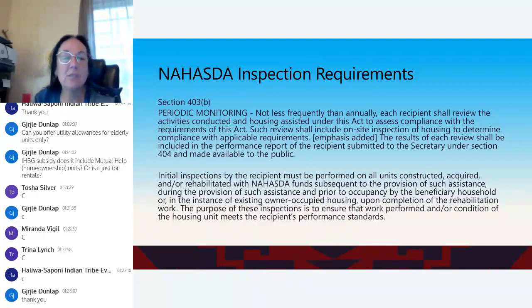Initial inspections by the recipient must be performed on all units constructed, acquired, or rehabbed with NAHASDA funds, subsequent to the provision of such assistance, during the provision of such assistance, and prior to occupancy by the beneficiary household, or in the instance of existing owner-occupied housing, upon completion of the rehab work. The purpose of these inspections is to ensure that work performed and/or the condition of the housing unit meets your, as a recipient, performance standards, okay?